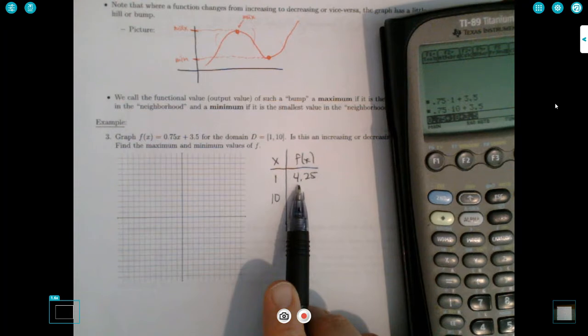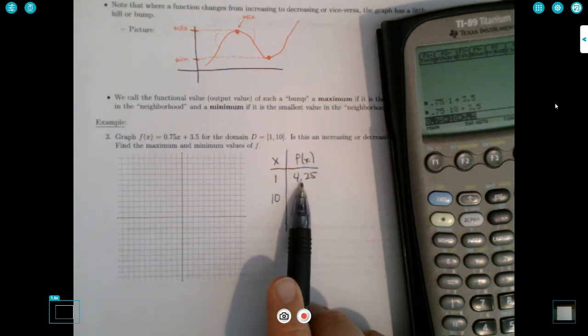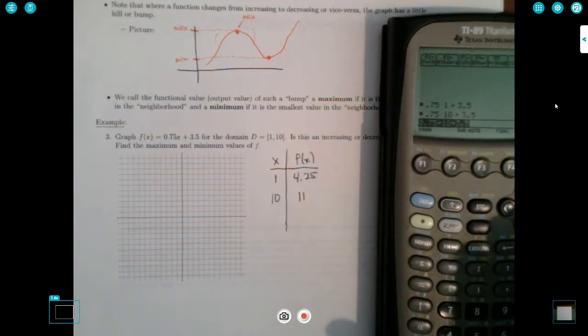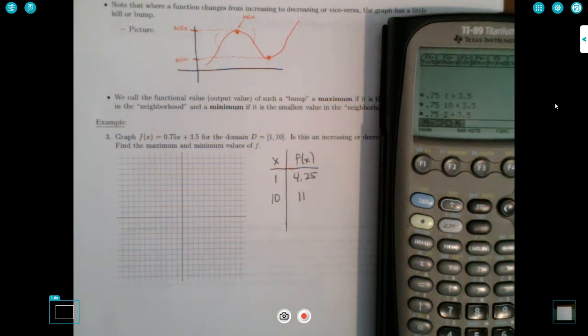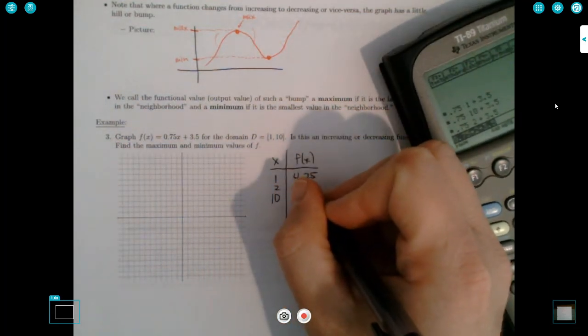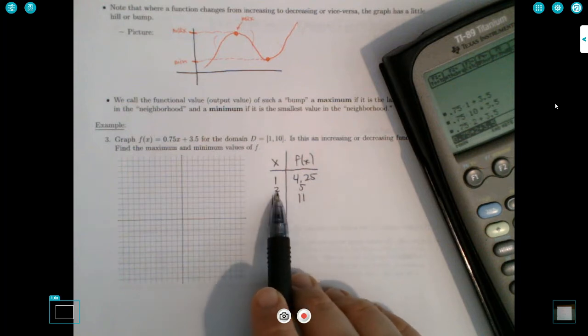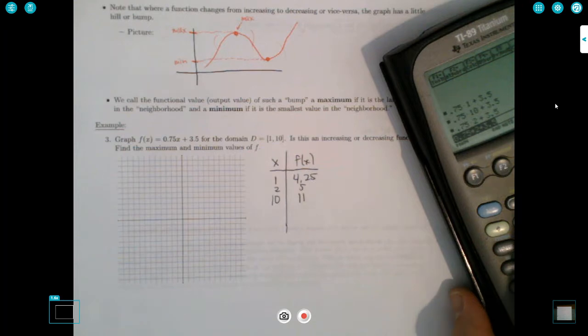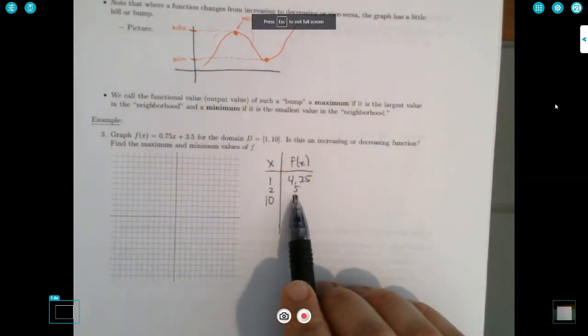Now, if I'm not comfortable graphing something like 4.25, I could search for a better value. Like if I plug in 2 instead of plugging in 1, I wonder what I get there. I get 5 on the money. So if I plug in 2, then I get 5 exactly. That might be a nicer point to plot rather than 1 and 4.25, right? So let's do that.